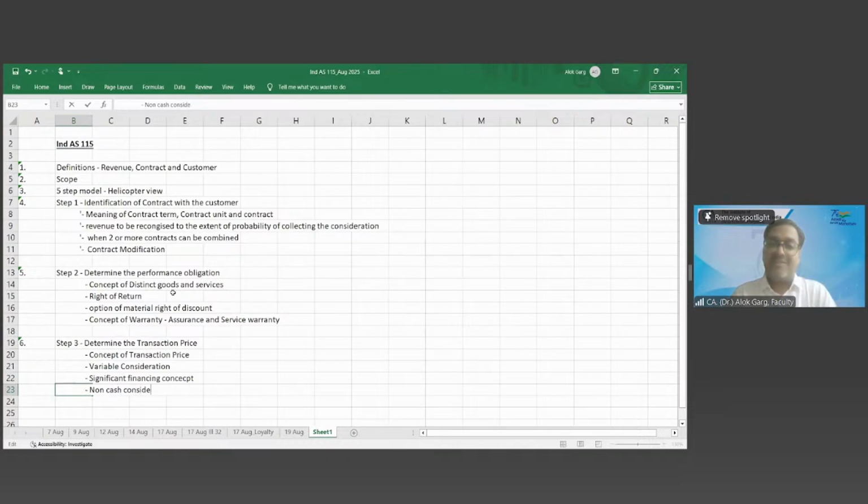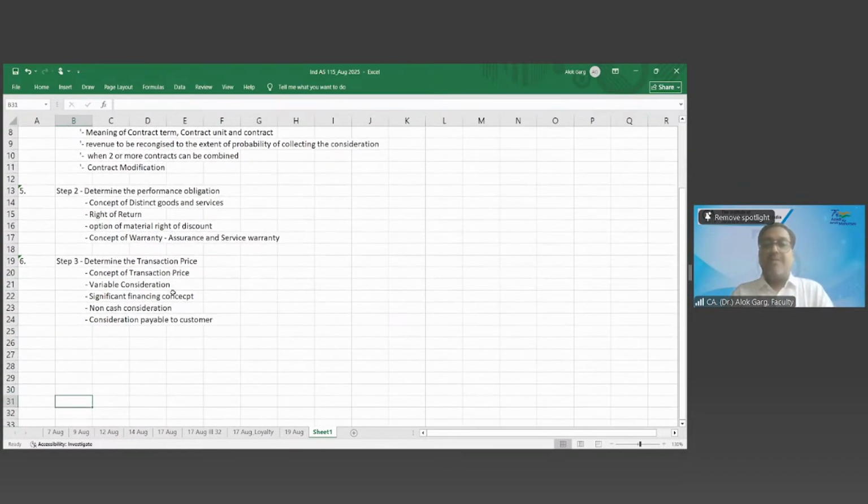Non-cash consideration. You are selling goods and services, but in return you are also getting goods and services. Then consideration payable to the customer. You have to get the money from the customer, but you are also paying money to the customer. Consideration payable to customer, right? So these were the 5 concepts we have covered along with examples and illustrations in step number 3.